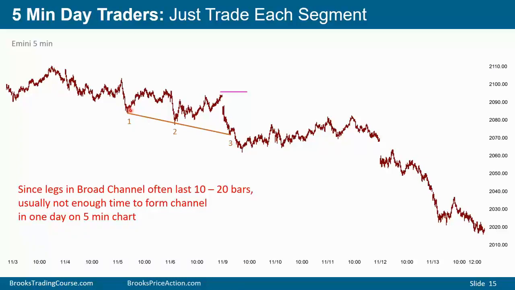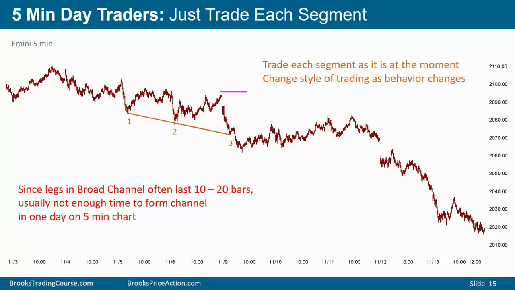The legs up and down in a broad channel sometimes last 10 bars, 20 bars, or more. And since you need several legs to be convinced it's a broad bear channel, it often is impossible to draw that conclusion simply by looking at today's price action. You usually have to look at several days. If you're a day trader, you trade the 100 bars that are in front of you. While it's nice to know that the market's in a broad bear channel, and it has been in one for the past several days, and it makes you look more for shorts, selling rallies, you don't need to know that as a day trader. You simply trade what's in front of you.